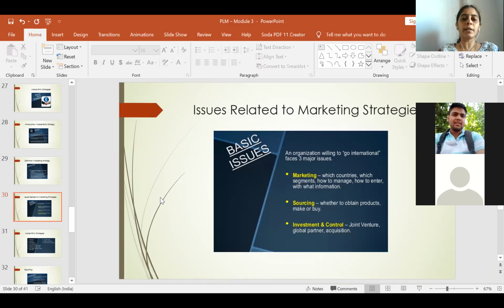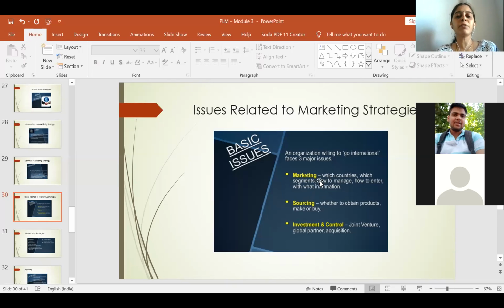When you do these market entry strategies, usually some problems or issues arise. These are categorized into three major issues. Any organization willing to go international faces three issues. One is related to marketing, the other is related to sourcing, and the third is related to investment and control. So what happens in marketing? In marketing, you have to deal with which countries, which segments, how to manage, how to enter, and with what information. So first, marketing is a big work.